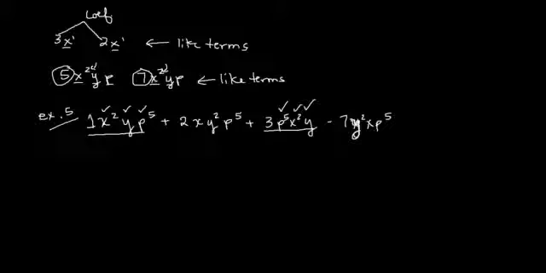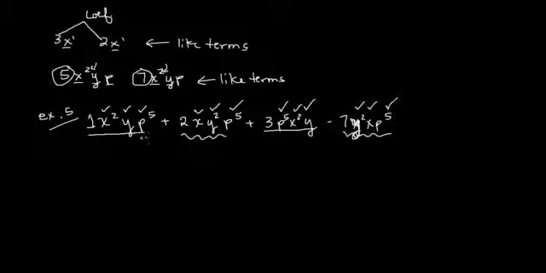Okay, let's look at this one. Is it the same as the first one? Does it have an x squared? Well, look, no, it doesn't have an x squared, so it's not like the first term. So let's see if it's like the second term. This one has a y squared. This one has a y squared. This one has an x. This one has an x. This has a p to the fifth. This one has a p to the fifth. So these two terms are like terms.